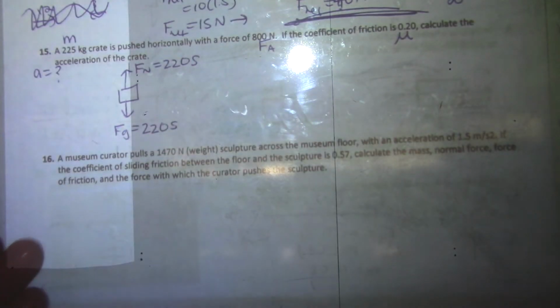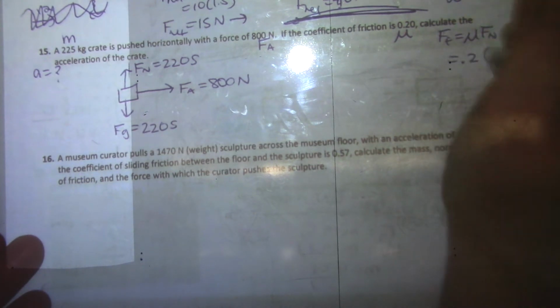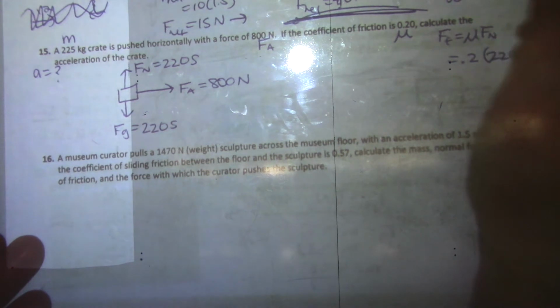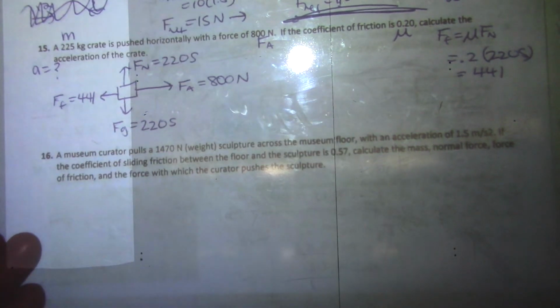2205. This is my applied force. It doesn't tell me direction, so I'm just going to make it go to the right. It doesn't really matter because it didn't specify. And I gave you mu, which means you can find force of friction, which is mu Fn. Mu is 0.2. Fn you already found. That gives me a force of friction of 441. So I'm going to put that. Obviously, that is less than my applied force, and it always goes against the motion.